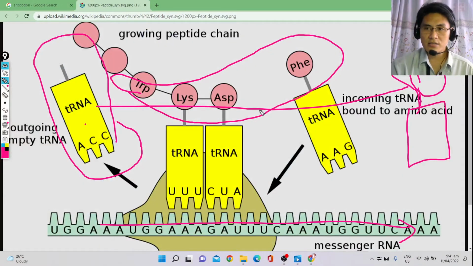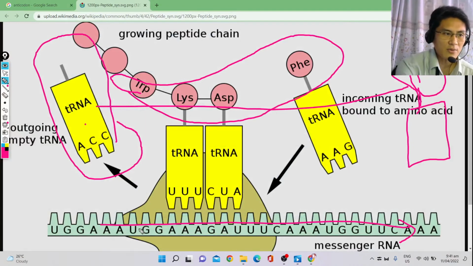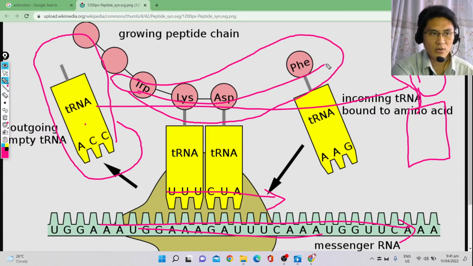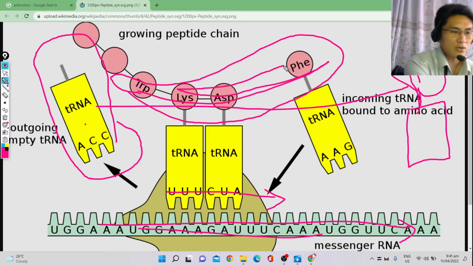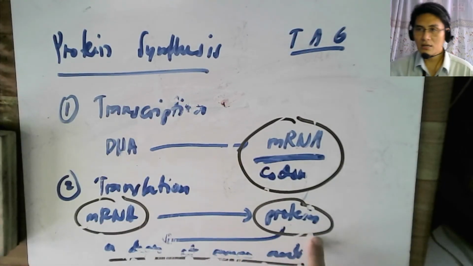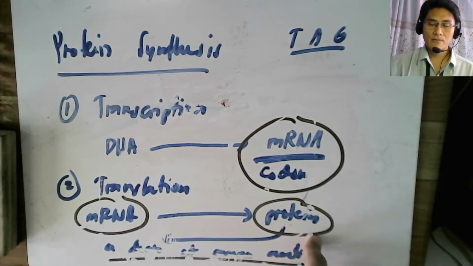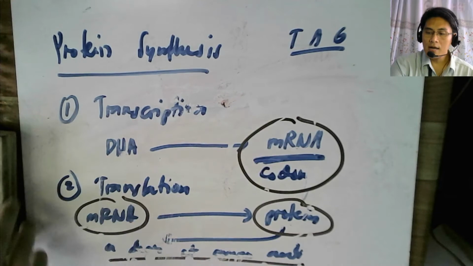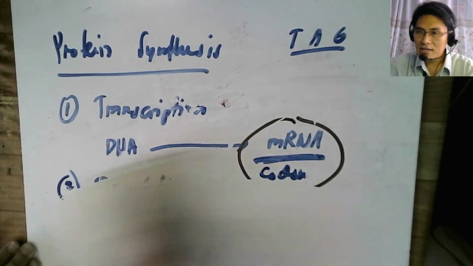tRNAs, and the tRNA's job is just to transfer amino acids. And depending on the sequence of codons here, that also affects the sequence of tRNAs that go into the ribosome, which affects the sequence of amino acids that eventually affect what kind of protein you will be producing. Okay, so that's the idea here. So you have codons and anticodons.